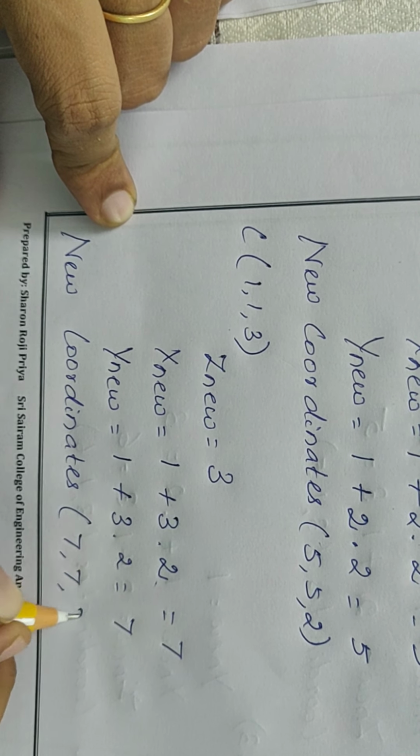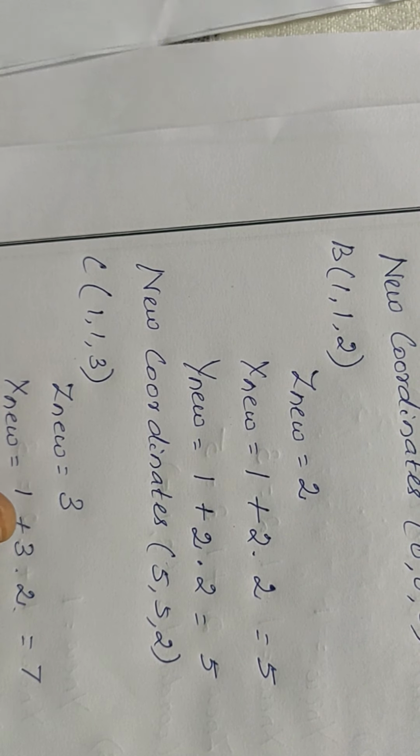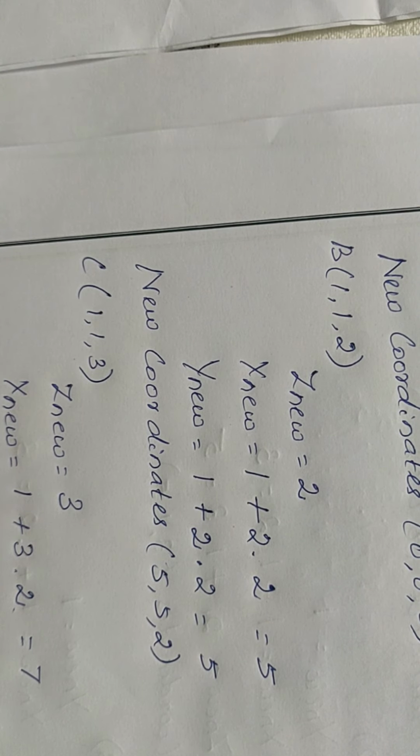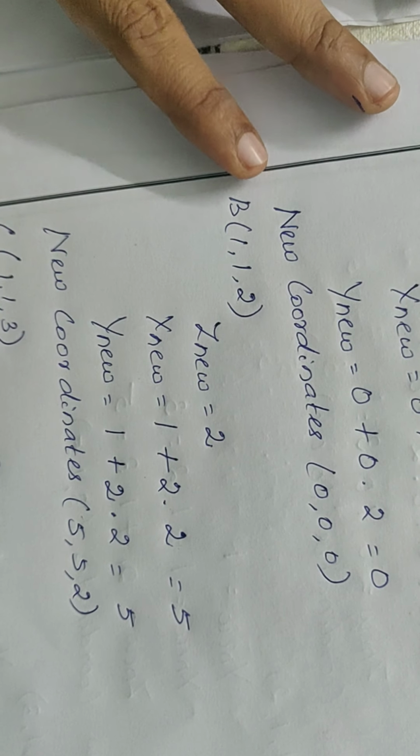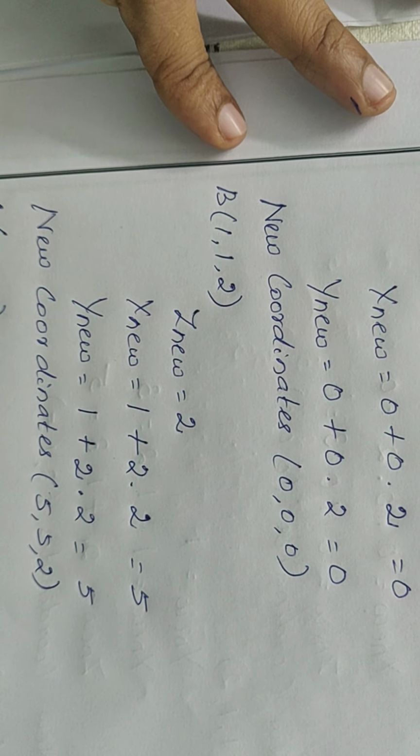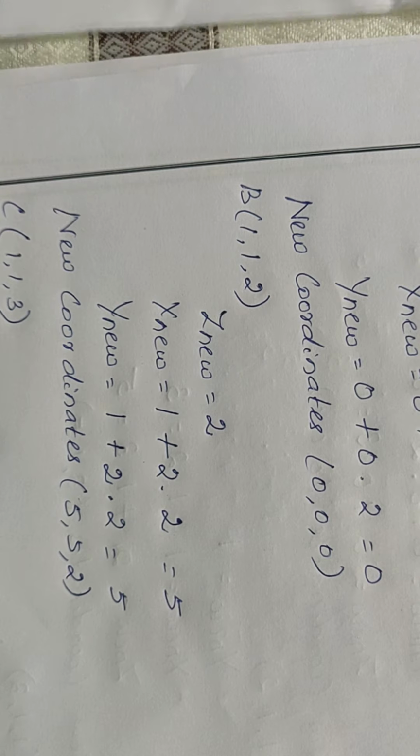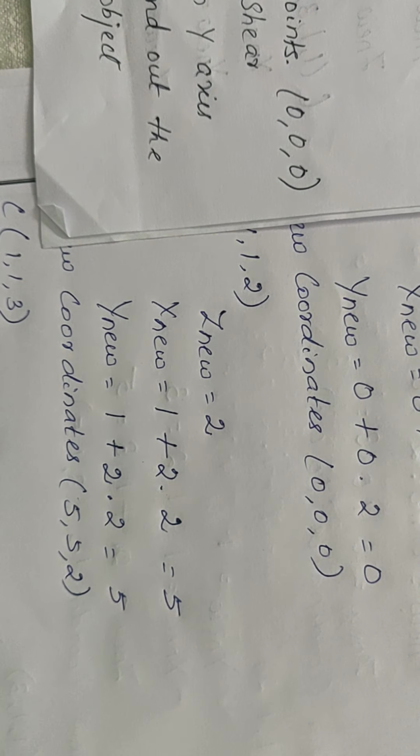x, y and z. So these are the new coordinates after shearing along x, y and z axis for the given triangle with the endpoints 0, 0, 0, 1, 1, 2 and 1, 1, 3.